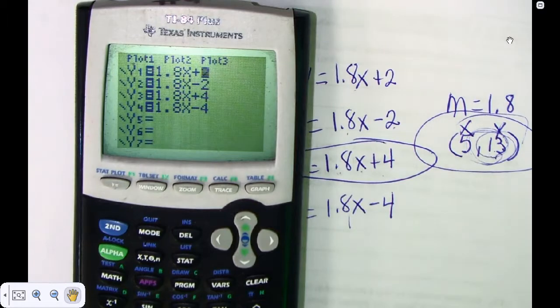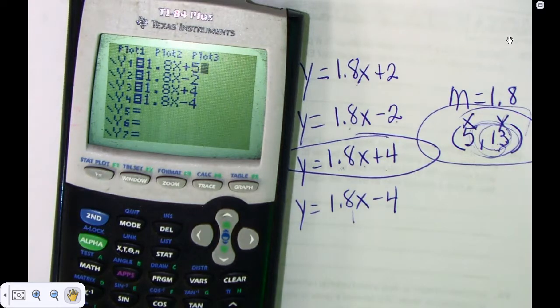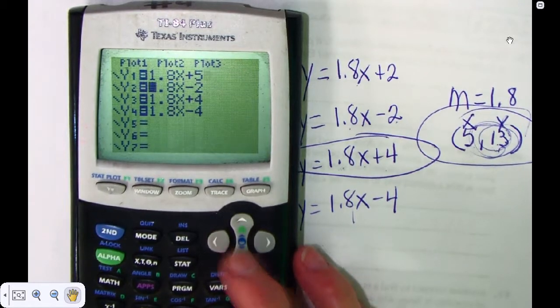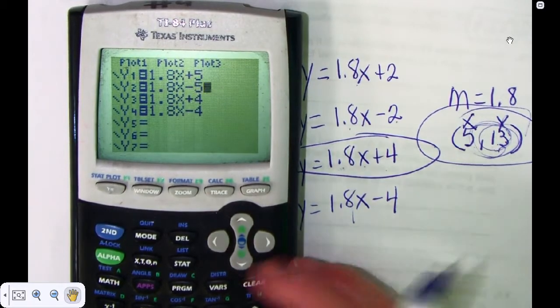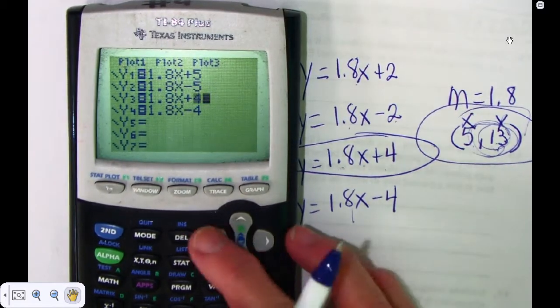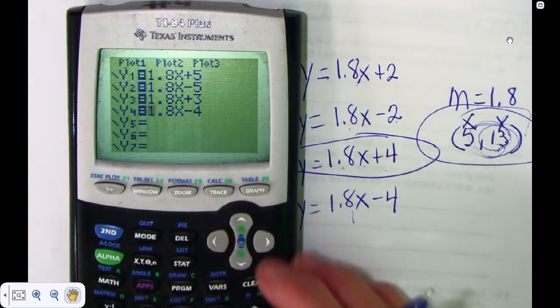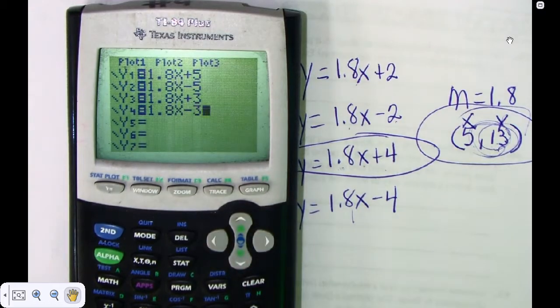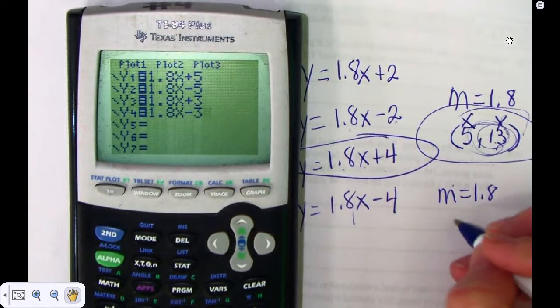So go over there to the second one and type in plus 5. Toggle down, scroll down, whatever you want to say it. And instead of -2, put -5. Go to the third one. Instead of +4, we're going to do +3. And then the next one, go over and put -3. So everybody got that? Okay, this time I want the slope to be 1.8, but I want to go through 10, 15.